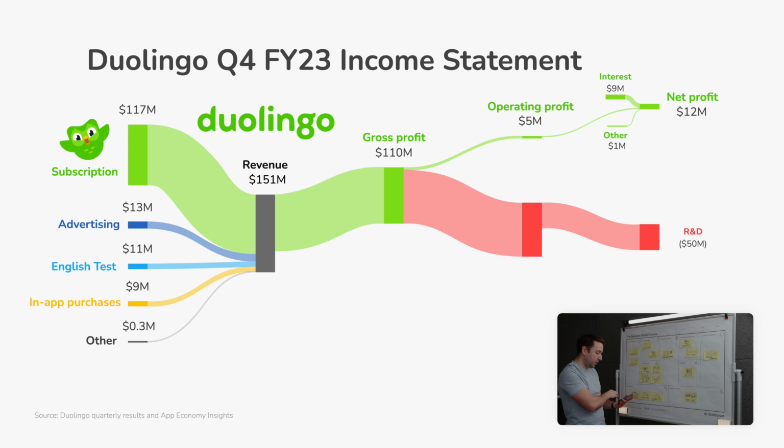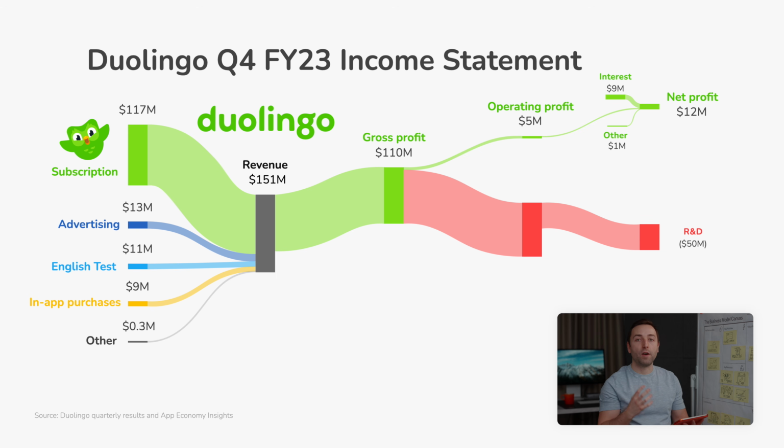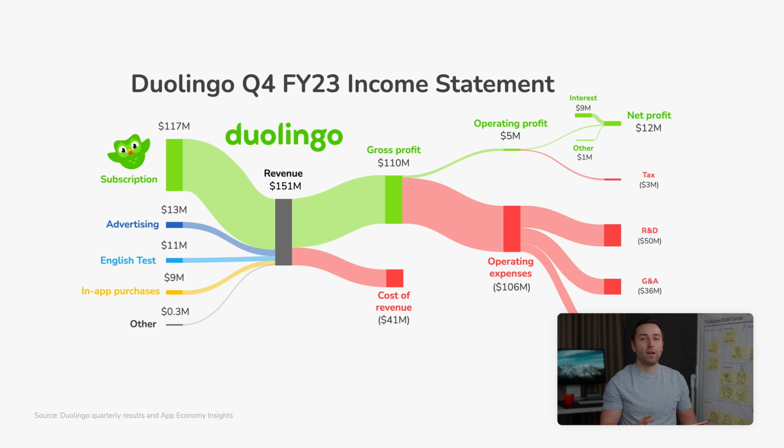Now, on the cost structure side, I've put product development costs, content costs, and research costs. But what we can see is that all of that gets bundled into research and development, and that accounts for around 33% of their revenue. This diagram really helps us understand how the money is coming in and where it is flowing out.